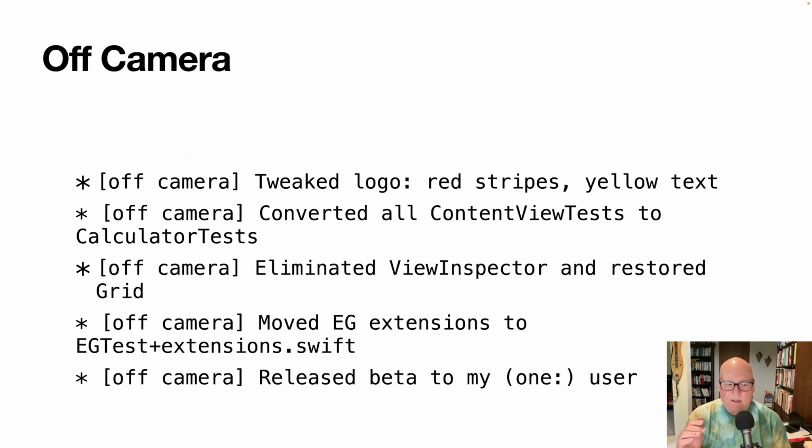They were built around ViewInspector, and I've just been frustrated with the way I have to distort the design to support it, and the slow speed, and the tendency to give us those little purple thread errors. So I converted all those tests to calculator tests. It was very straightforward. I'll show it in a second, and eliminated the ViewInspector and restored the grid kind of how we had it. Along the way, we had some extensions to the EGTest stuff. I moved those into a separate file, EGTest+extensions.